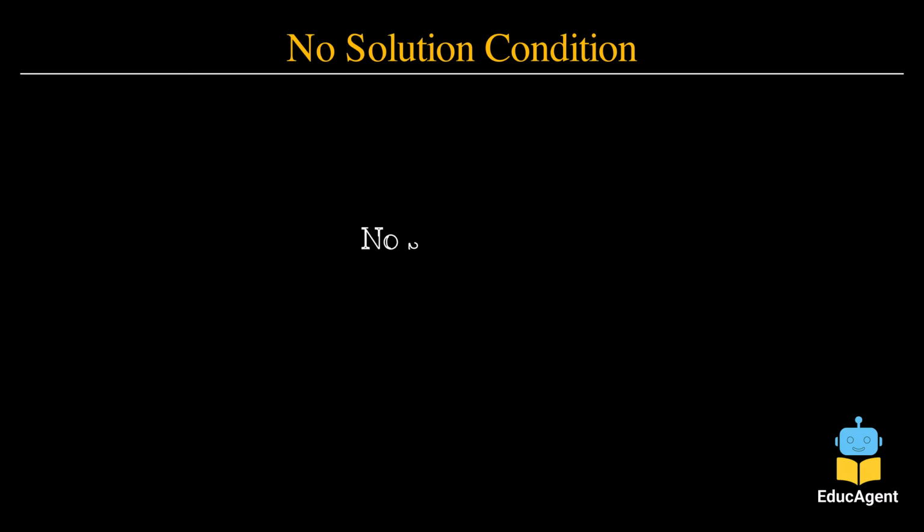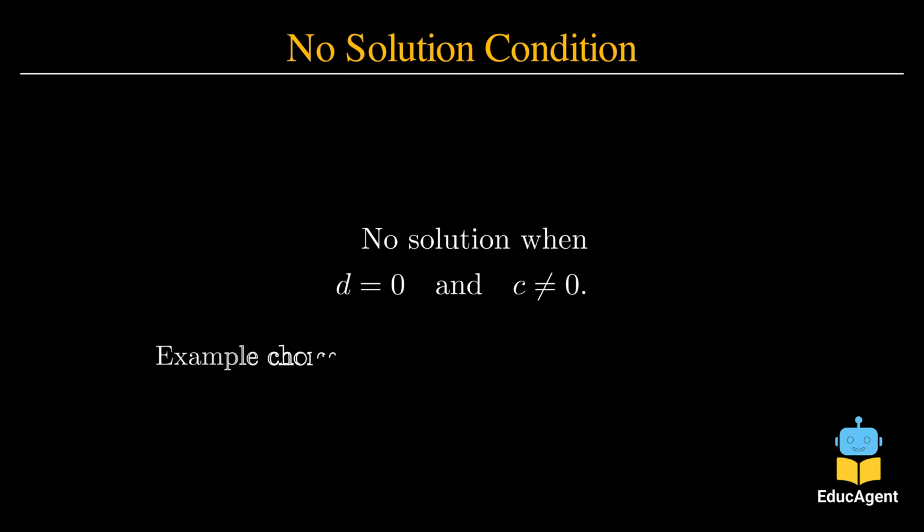To force a contradiction, we want the last row to become 0, 0, 0 | C, with C not 0. That is exactly D equals 0 and C not 0. Here is a concrete pick. Set D equals 0 and C equals 1. Then the last equation reads 0 equals 1, and the whole system is impossible, no matter what A and B are.